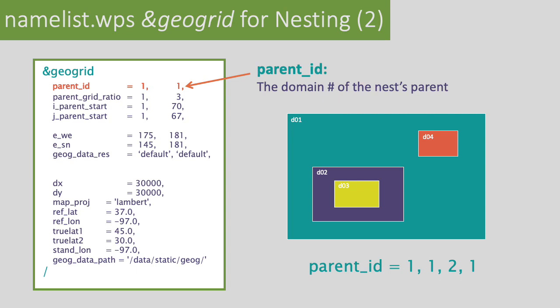Just as on the previous slide, we set columns 1 and 2 to 1 because domain 1 is their parent. We set column 3 to 2 because domain 2 is domain 3's parent. And then we would have a fourth column for domain 4 here, and its parent is domain 1, so we set the fourth column value to 1.